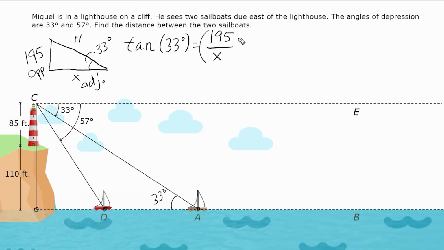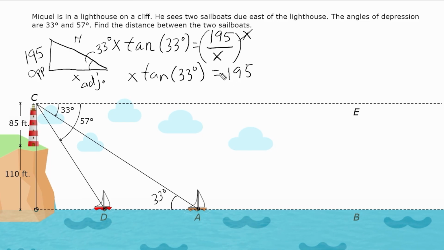So the opposite would be to multiply by X. And that would cancel out, sending X to the other side. And that would leave us with X multiplied by the tangent of 33 degrees is equal to 195. And then to isolate X further, we would have to divide this side by the tangent of 33 degrees.